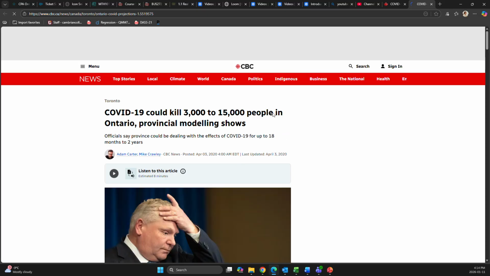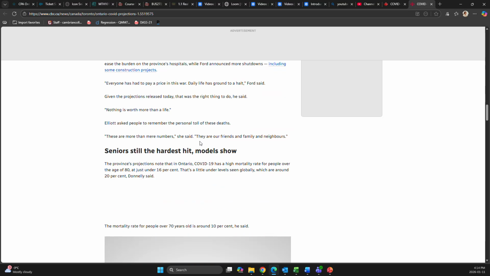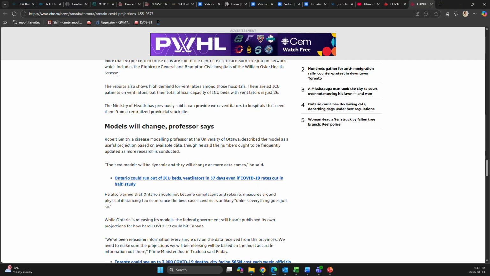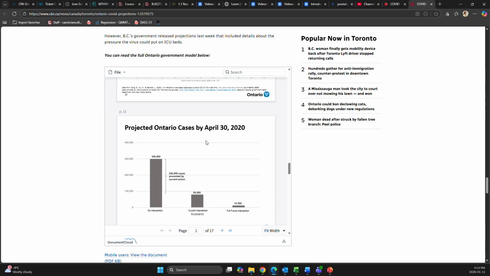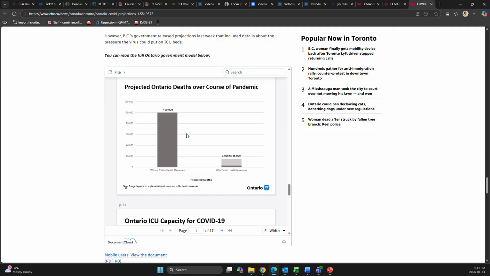Also, this chart here, if I scroll down in this news article to show you that chart a little bit larger, here it is. This one, it was about COVID again, another COVID related example, projected Ontario deaths over the course of the pandemic.